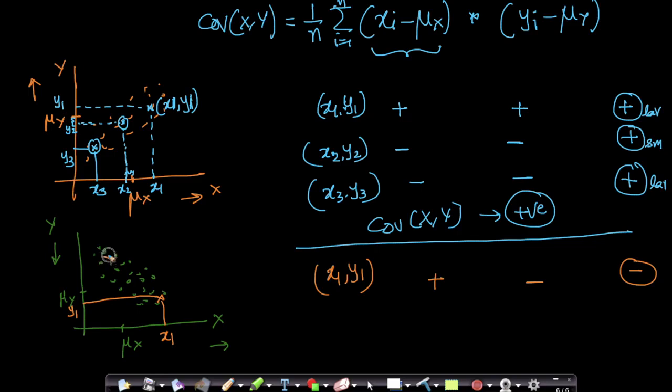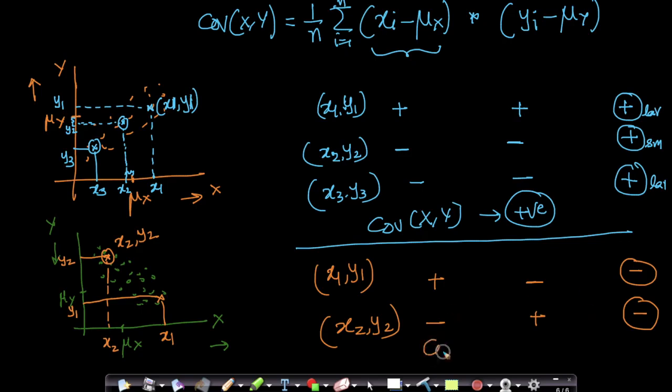What about a point here? Let's call it x2, y2. For this point, this is what your x2 is going to be, and this is what your y2 is going to be. Of course, your x2 minus mu of x is going to be negative, and your y2 minus mu of y is going to be positive. So overall, it's going to be negative. So your covariance between random variables x and y, if this is the relationship that they have, is going to be negative. Of course, it's going to be more negative if points are farther away from mu, right?